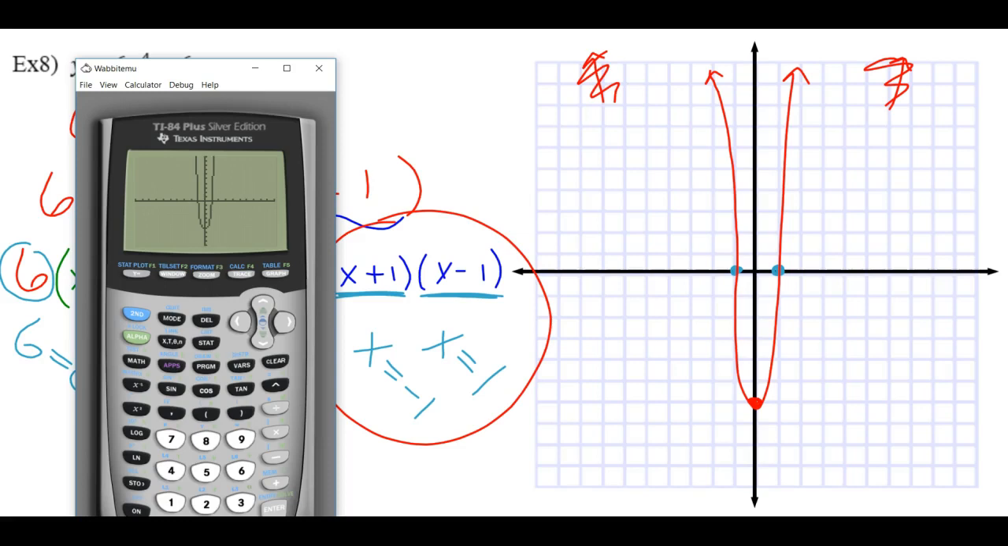Can everyone see the x-intercepts of 1 and -1? Did it cross the y-axis at -6? Yep. Did it start up and did it end up? Yep, all those things we knew were going to happen happened.